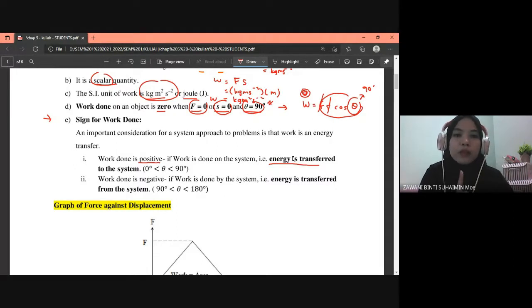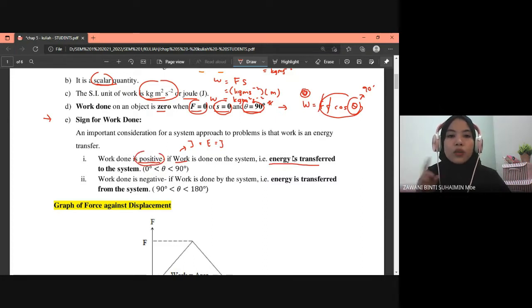Sebab apa? Sebab work dia punya unit adalah joule. Sama juga dengan energy. Energy pun dia punya unit adalah joule juga. So that's why konsep work sebenarnya sama dengan konsep energy. So when you look at work is done on the system, maksudnya sistem tersebut tak perlu buat kerja. Orang lain buat kerja untuk dia. Okay, so maksudnya there is energy transfer into the system. So maksudnya sistem awak dapat energy daripada luar lah. So bila kita dapat energy, mestilah kita positif.